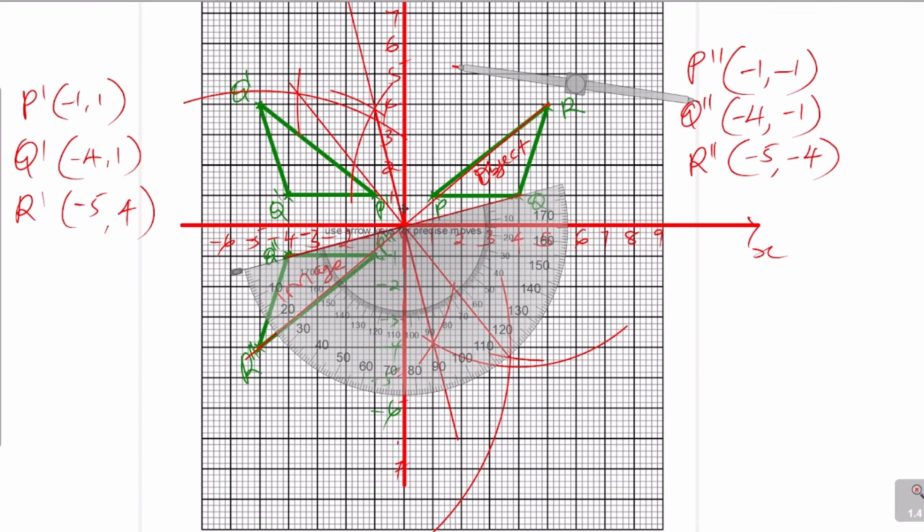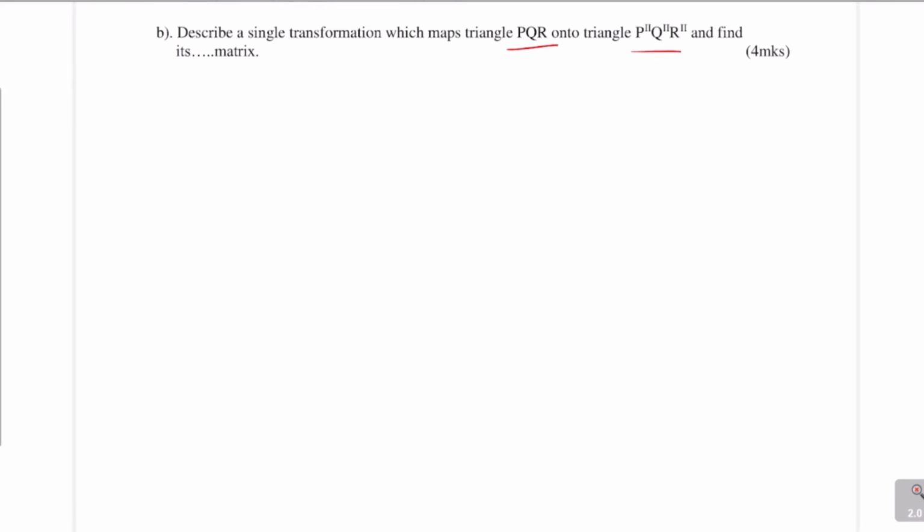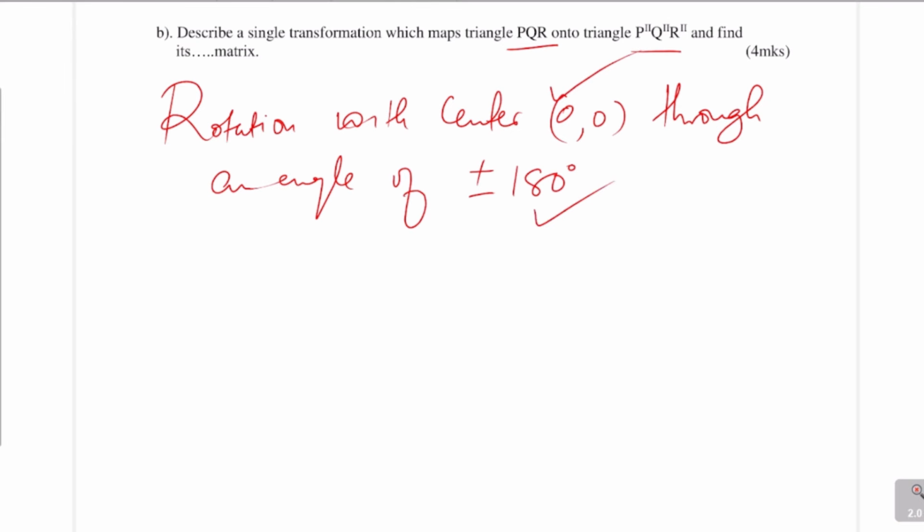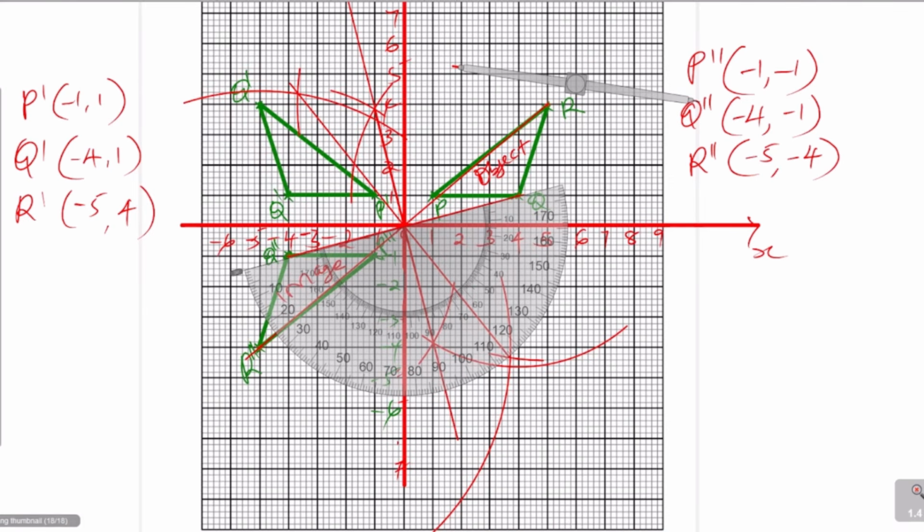So we're going to describe this fully. We simply say that this is a rotation, with center the origin, 0, 0, through an angle of positive or negative 180 degrees. So that is how you describe a rotation fully, by giving the center of rotation and also the angle of rotation. That is basically how you're supposed to solve that question.